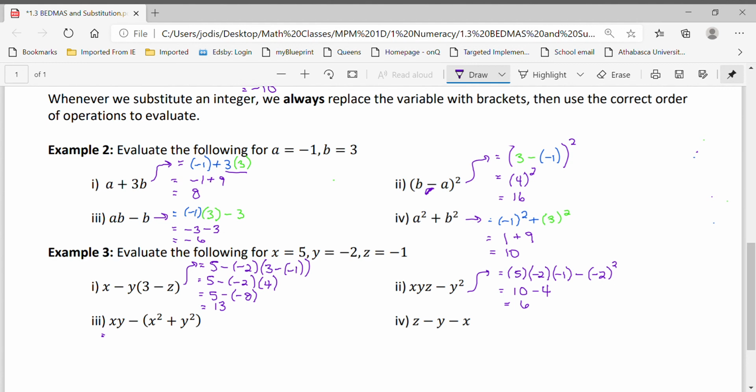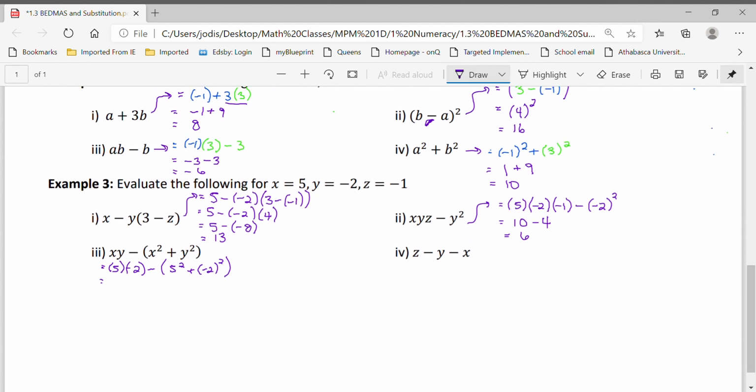Over here, x is 5, times y is -2, minus, and then x is 5 squared, plus y is -2 squared. Okay. So we can do a couple things at the same time here. We can do this 5 times -2, which is -10. And then we can do our exponents in the brackets here. So 5 squared is 25, and 2 squared is 4. Okay, now we have to leave that -10 alone and do what's in the brackets first. So 25 plus 4 is 29. And then negative 10 minus 29 is negative 39.